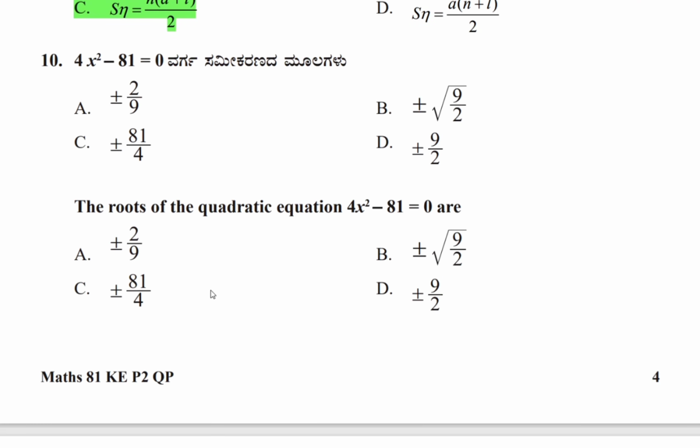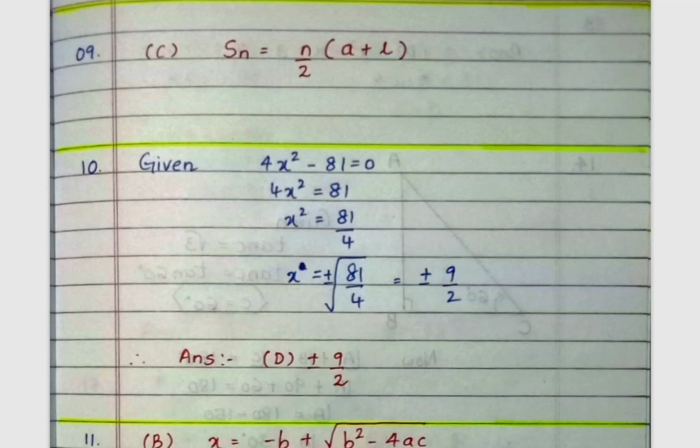question. Next question, the roots of the quadratic equation 4x square minus 81 equals 0 is. We need to find the roots of the quadratic equation 4x square minus 81 equals 0. Shift minus 81 to the RHS, we get plus 81. Therefore, x square equals 81 by 4.